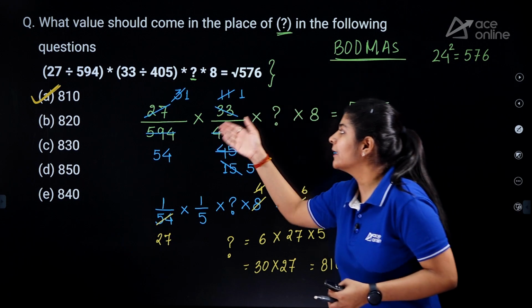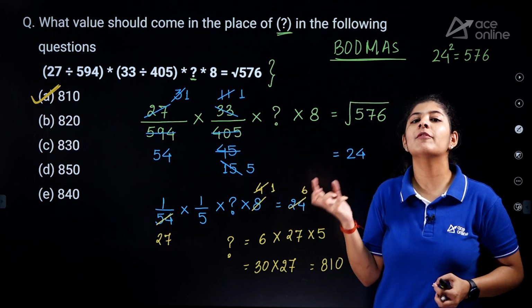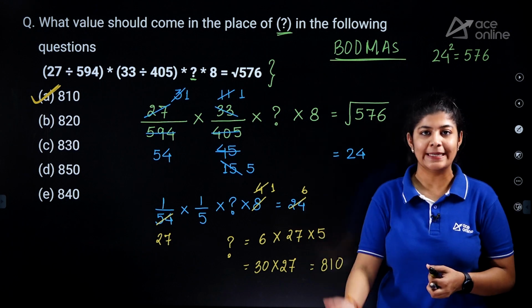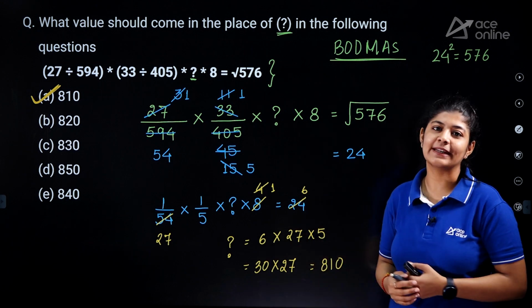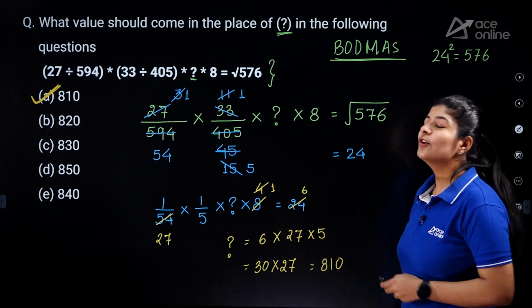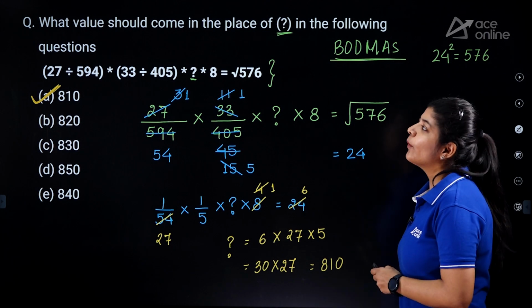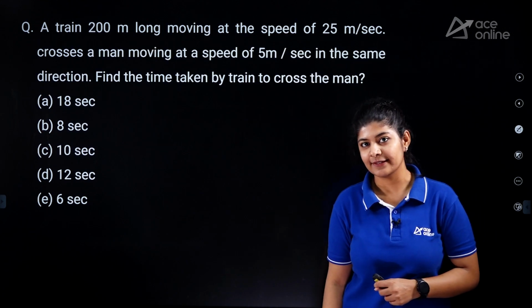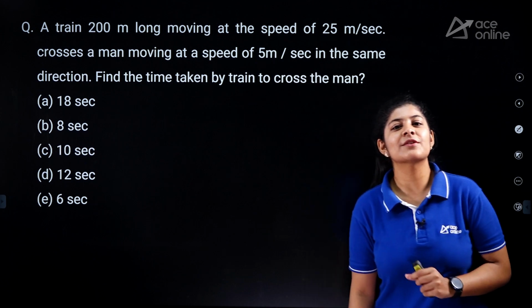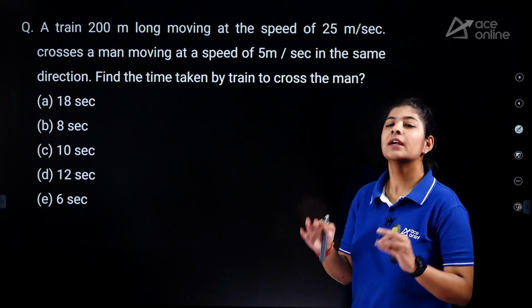First we have to eliminate the values with the help of common multiples, and after that we only have to do the multiplication to determine the correct answer. Is it clear? Let's move on to the next question and see what it is, right? Okay.